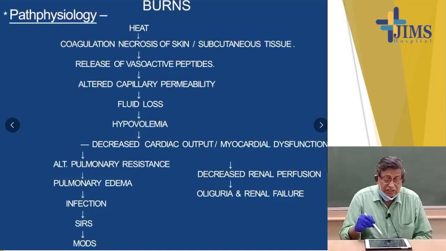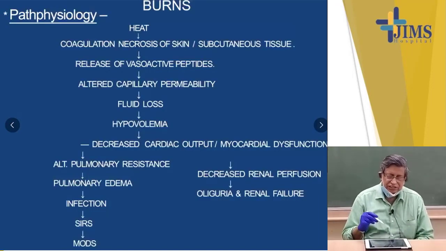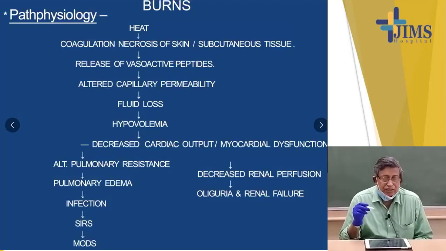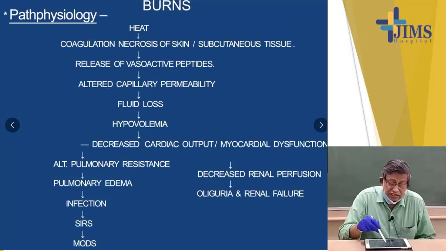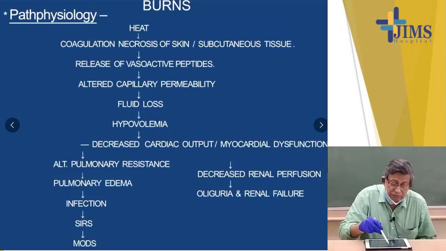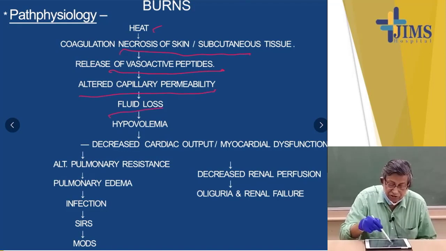Now, the pathophysiology of burns. Burn is a local condition, but it produces systemic effects, just like ulcerative colitis, a local disease that produces systemic effects, and acute pancreatitis, a local pathology that produces systemic effects. In burn, the heat causes coagulation necrosis of the skin, release of vasoactive peptides, increased capillary permeability, fluid loss, and hypovolemia.